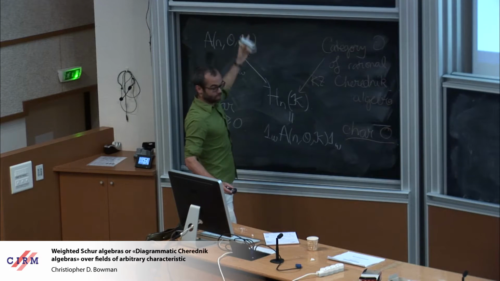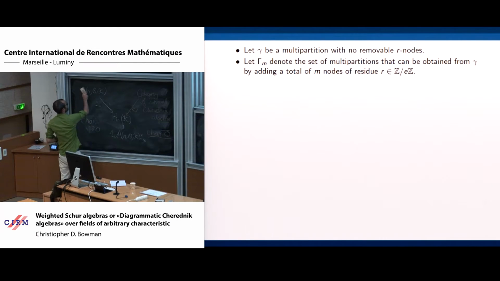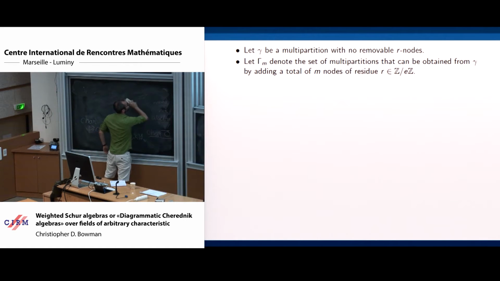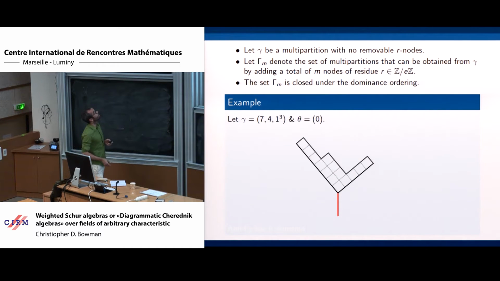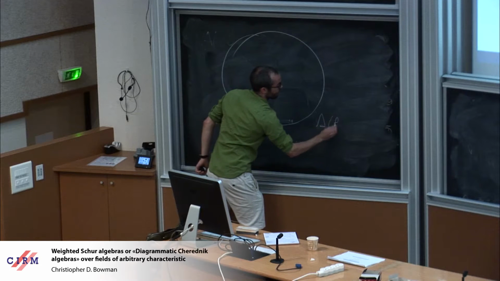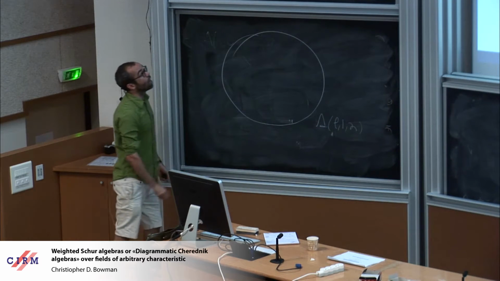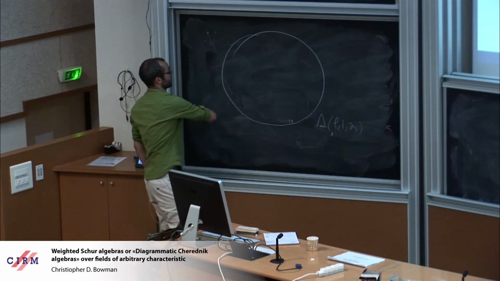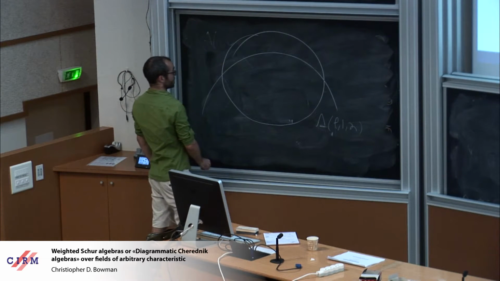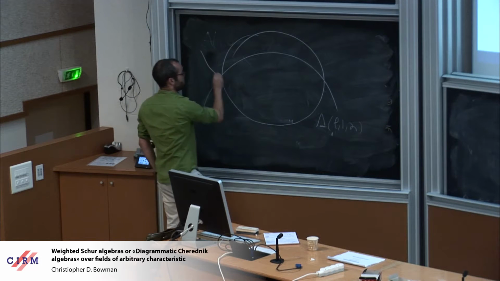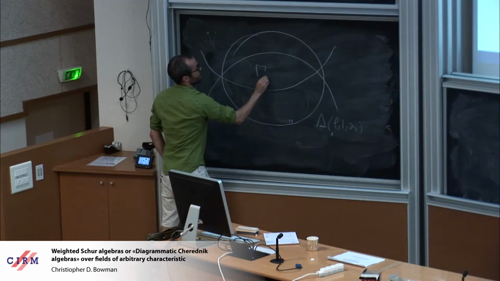And I'm going to let capital Gamma subscript m denote the set of all multi-partitions which can be obtained from little gamma by adding m nodes of this fixed residue R. And this set is closed under the dominance ordering. So what does that mean? I'm going to take Lambda L1n, which is a poset, and I'm going to be able to take the intersection. So I'm going to be able to truncate my algebra and then quotient out to get this set Gamma m.